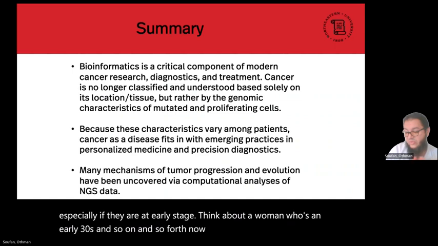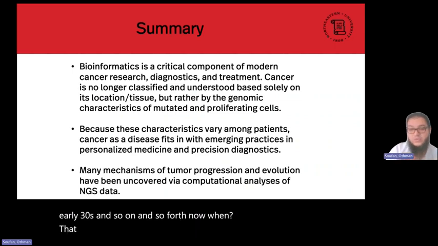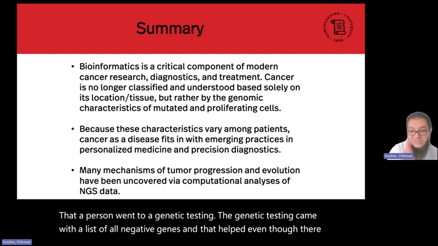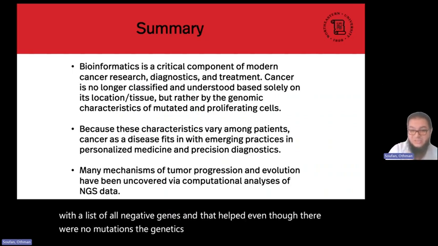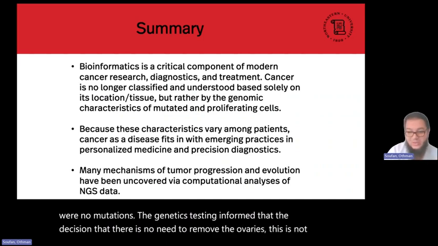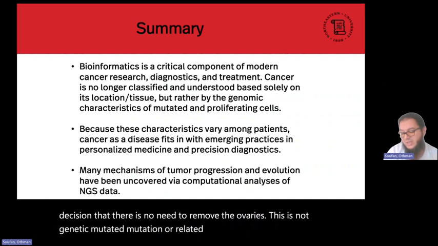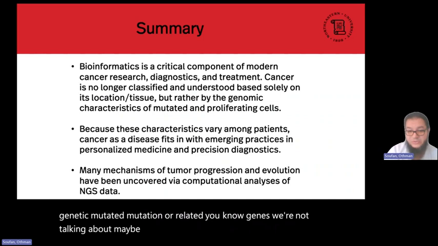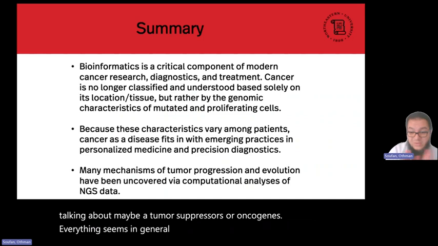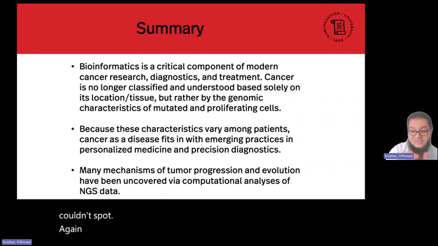Now, when the person went for genetic testing, the genetic testing came back with a list of all negative genes. And that helped, even though there were no mutations. The genetic testing informed the decision that there's no need to remove the ovaries. This is not a genetic mutation or related genes. We're not talking about maybe tumor suppressors or oncogenes. Everything seems in general normal. Maybe something we couldn't spot. Again, how comprehensive these tests are is another thing.